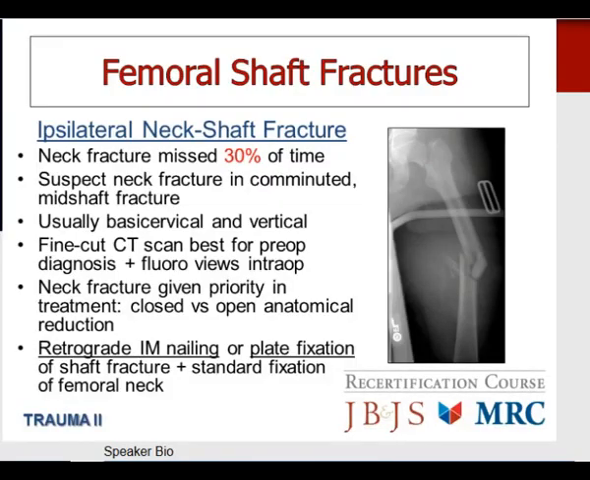The ipsilateral neck shaft fracture is important to mention. The neck fracture is missed in the literature approximately 1/3 of the time. If you see a patient with a comminuted mid-shaft fracture, you need to think about the possibility of an associated femoral neck fracture and rule that out. The femoral neck fractures are usually basicervical and vertically oriented. A fine-cut CT scan is the best imaging modality for preoperative diagnosis. Intraoperatively, multiple fluoroscopic views of the hip are appropriate.